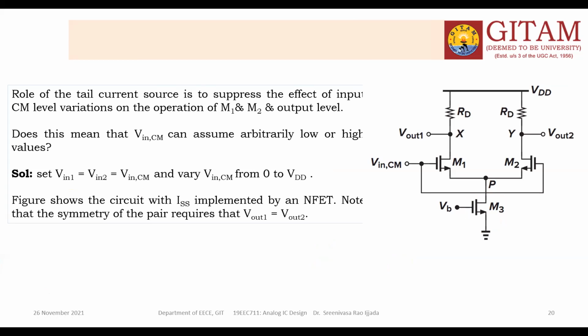So this ISS is implemented with the MOSFET. Of course, all are MOSFETs. ISS is implemented here with the MOSFET. So symmetry of the pair requires Vout1 is equal to Vout2. When it becomes symmetric, this current and this current must be equal. So the X branch and Y branch should have the same amount of current.